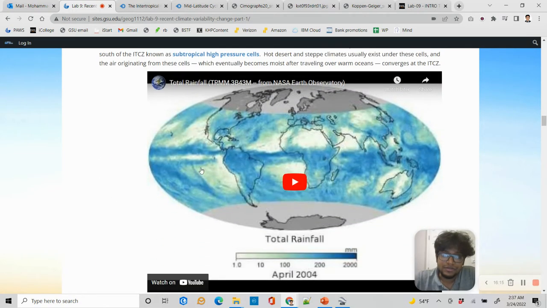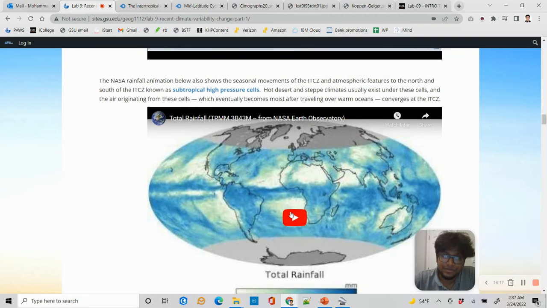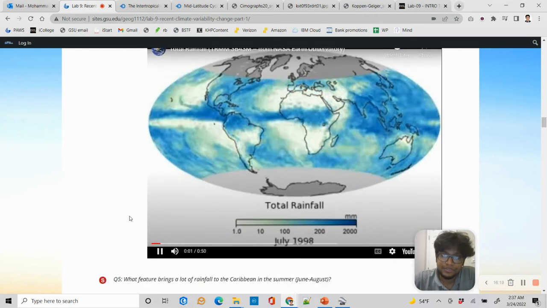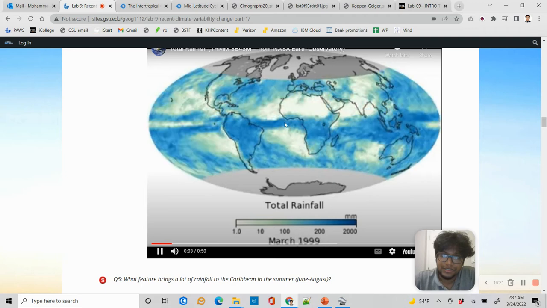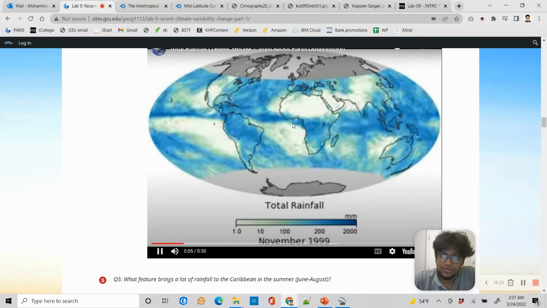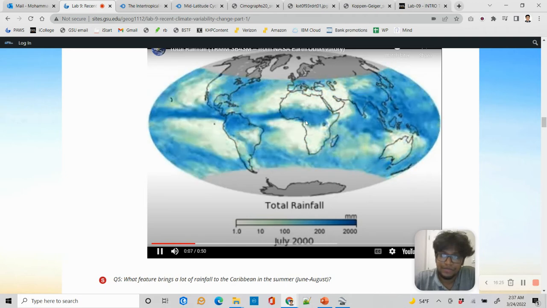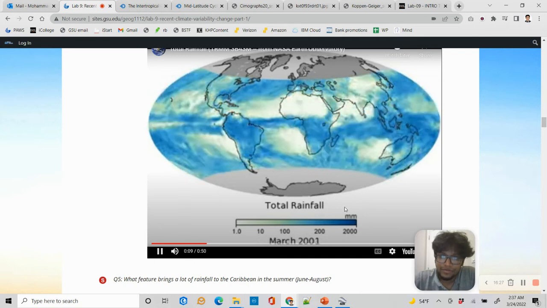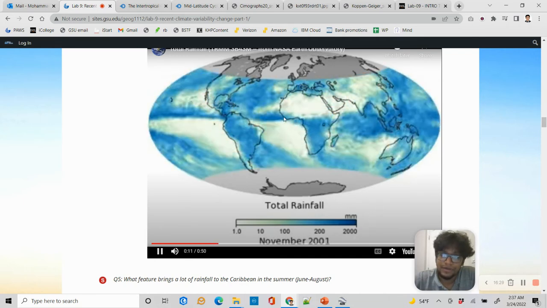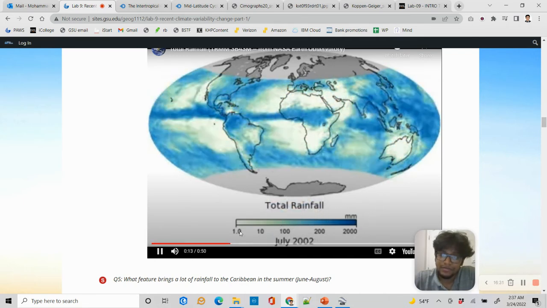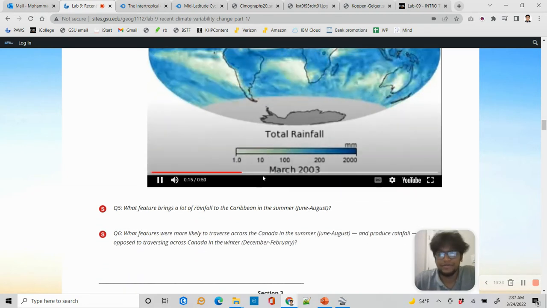Then there is the subtropical high pressure cells that is showing you some animation. The blue region is moving up and down. The blue region is the rainfall, so rainfall is moving up and down in some particular months. So what is happening, you need to answer that as well.